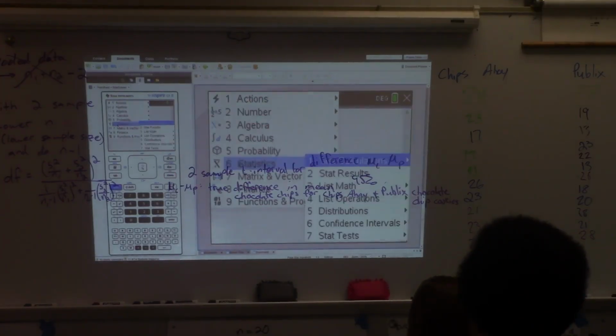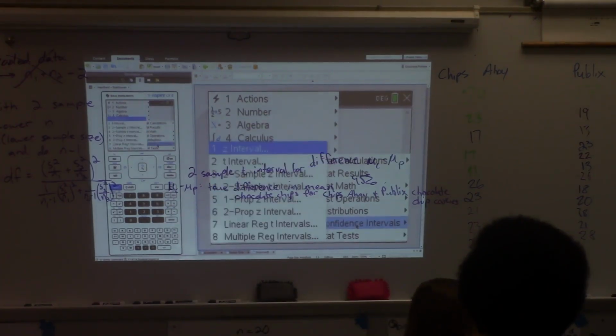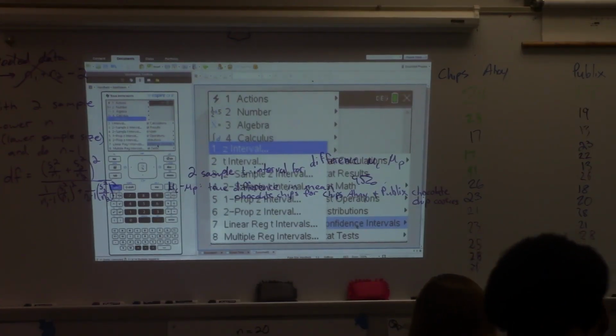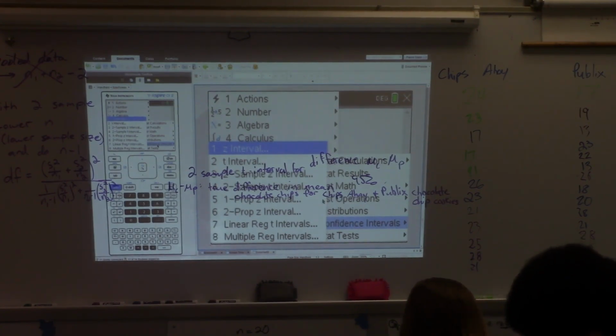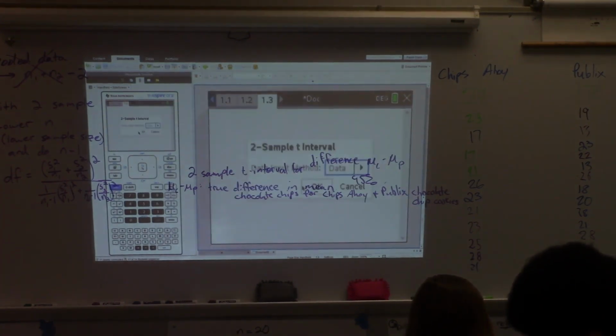Go to statistics, confidence intervals. What type of confidence interval? Notice it's a t interval, and it's 2 sample. So you need number 4, 2 sample t interval. Let's go ahead and do data. It's already there, right? We'll do it as stats in a second.